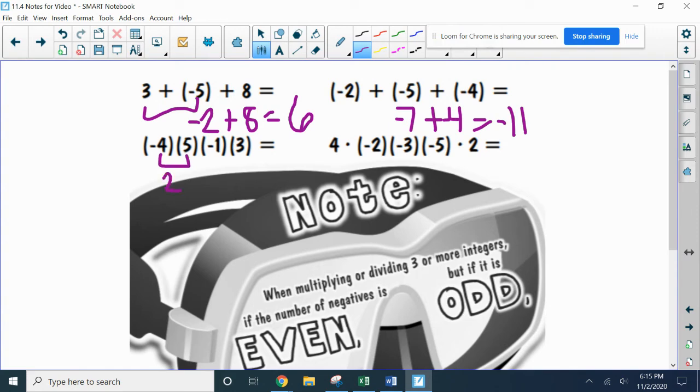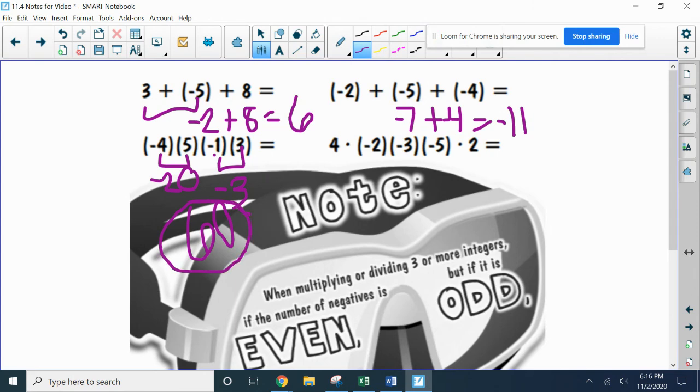So 4 times 5 is 20. 1 times 3 is 3. 4 and 5, 1 positive, 1 negative, that's negative. 1 and 3, 1 positive, 1 negative, that's negative. And then 20 times 3 is 60. They're both negative, so it becomes positive.